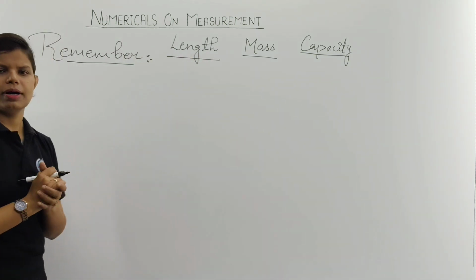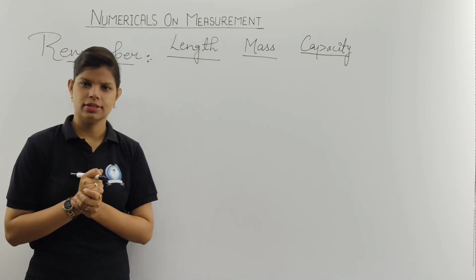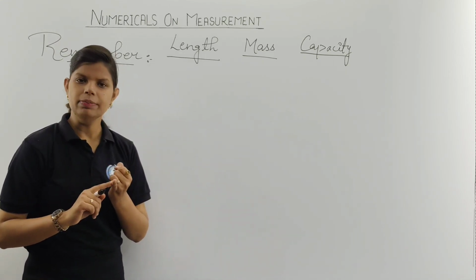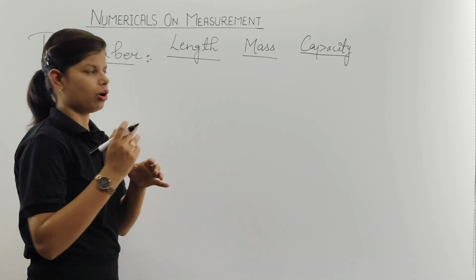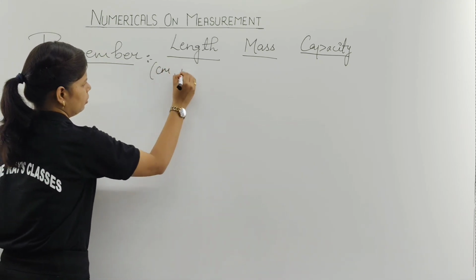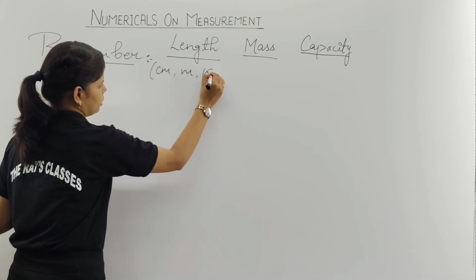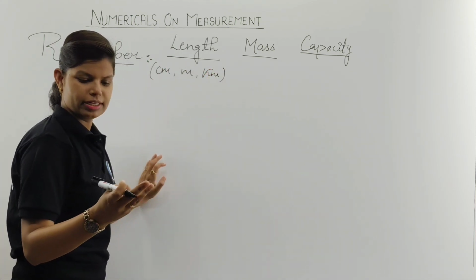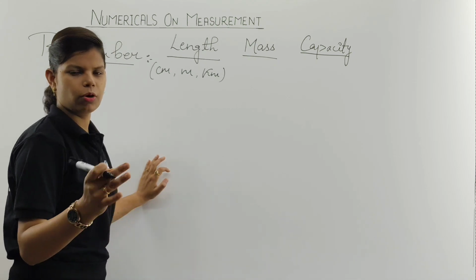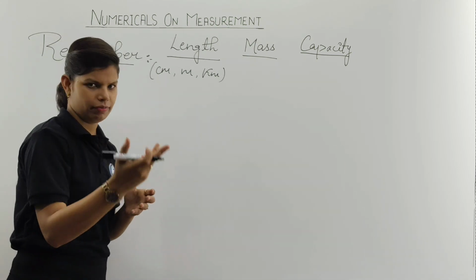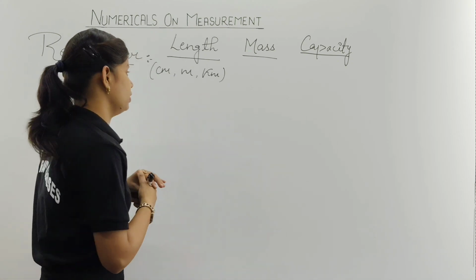When we are dealing with length, we have three common units. What are they? Centimeter, meter and kilometer. Basically we have seven units: millimeter, centimeter, decimeter, meter, decameter, hectometer, kilometer. But basically we use only these three while dealing with the numericals. Mostly we go with these.